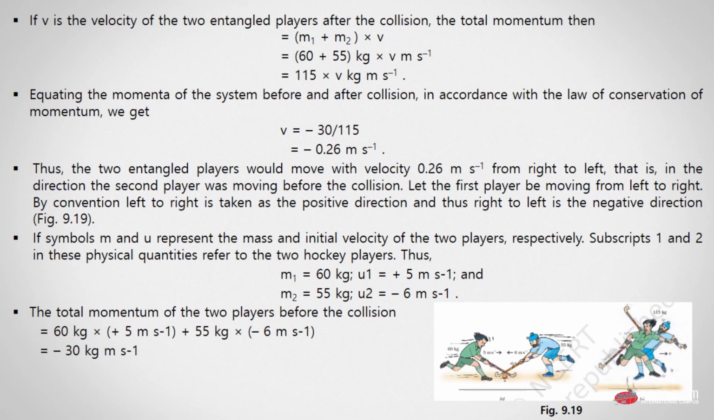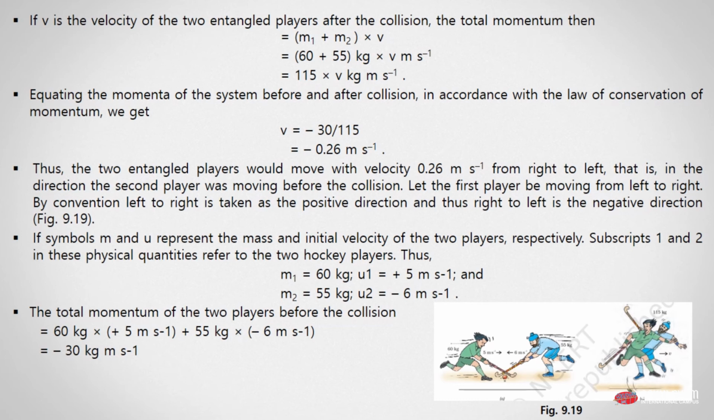If v is the velocity of the two entangled players after the collision, the total momentum will be equal to m1, the mass of the first player, plus m2, the mass of the second player, multiplied by v, which is the velocity when they got entangled after the collision. That equals 60 plus 55 kg multiplied by v meter per second, which gives us 115 v kg meter per second.